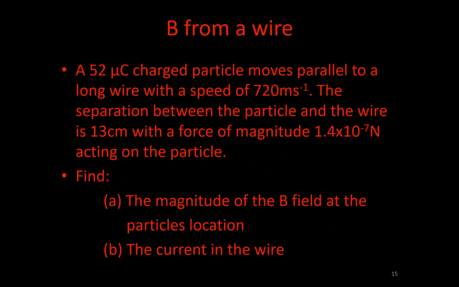So we've got 52 times 10 to the minus 6 coulombs moving at 720 meters per second parallel to the wire. The separation of the particle and the wire is 13 centimeters, and the force turns out to be 1.4 times 10 to the minus 7 newtons. What we want to find is the magnitude of the B field, the magnetic field, at the particle's location. And what is I in the wire?